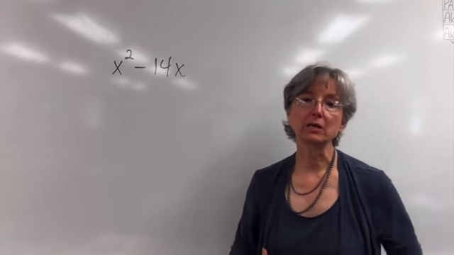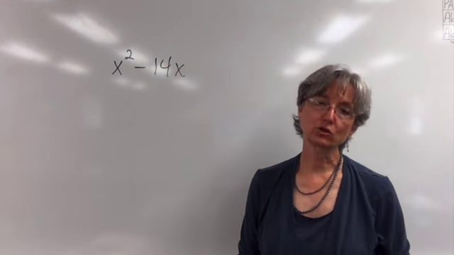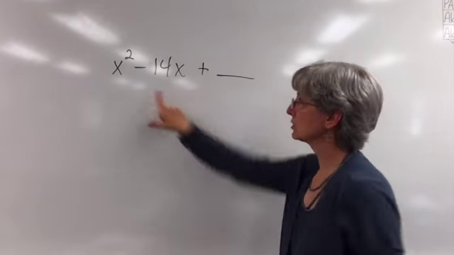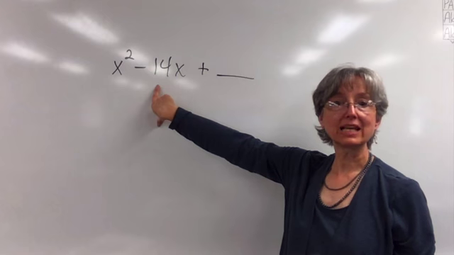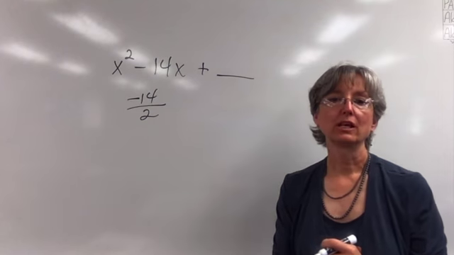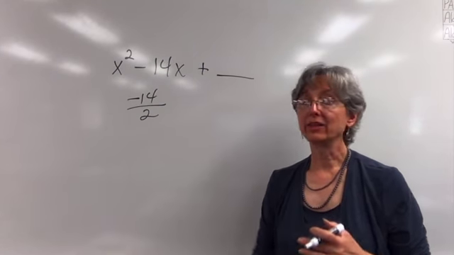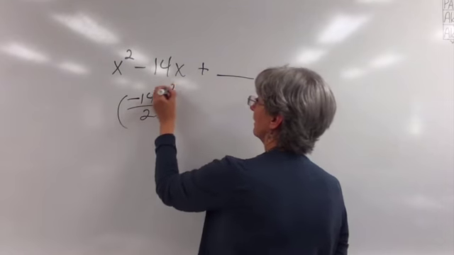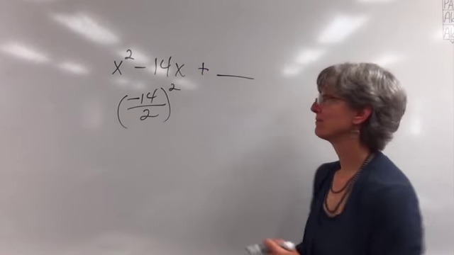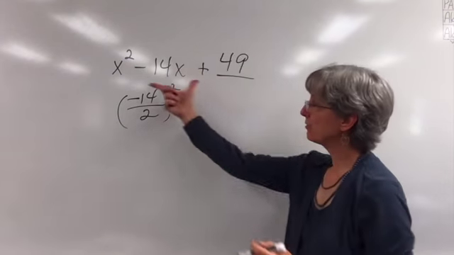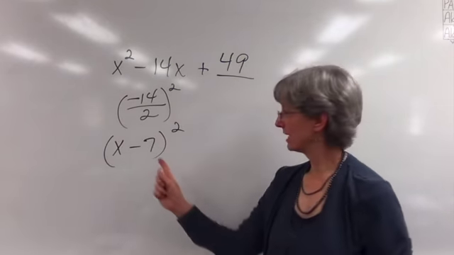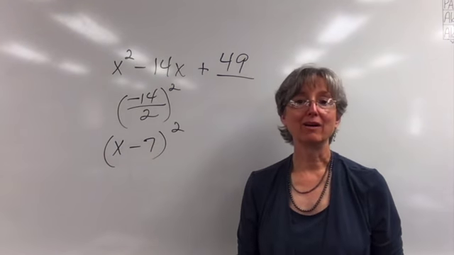This is our first step in the process called completing the square: we need to determine what this number would be. And so what we do is we take this b term, in this case it's negative 14, and we divide that term in half. So it becomes negative 7. And then we take that negative 7 and we square it. Negative 7 times negative 7 is positive 49. And now this factors to be x minus 7 times x minus 7. This number ends up being half of that.